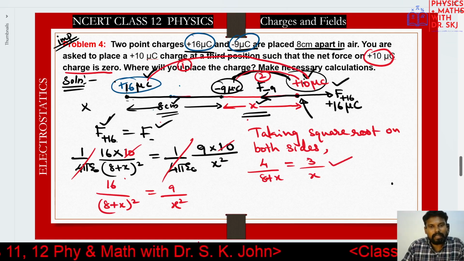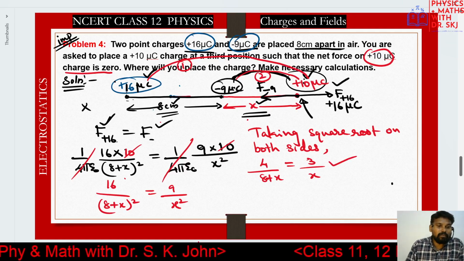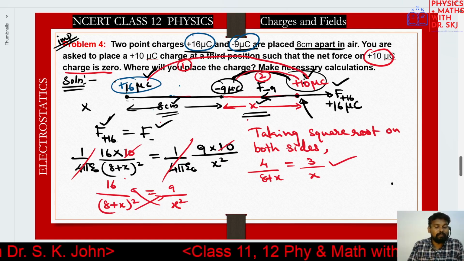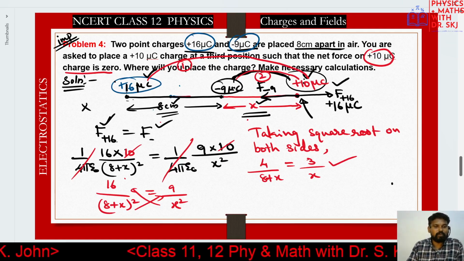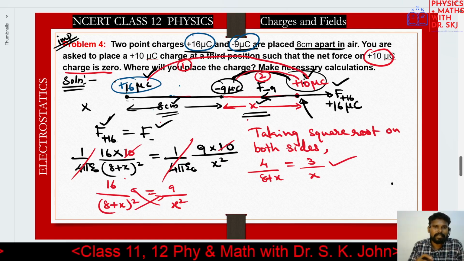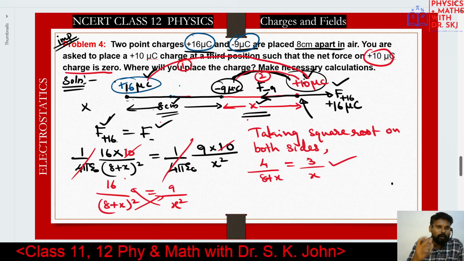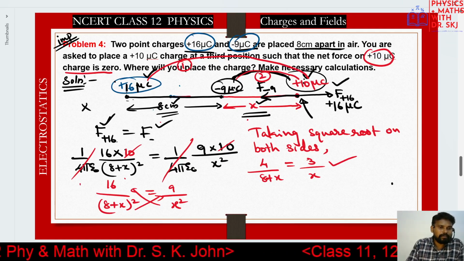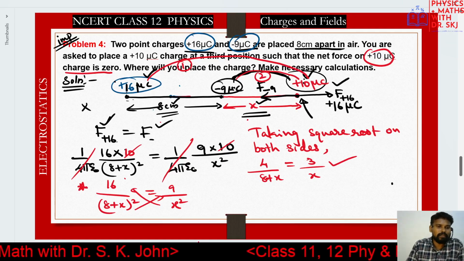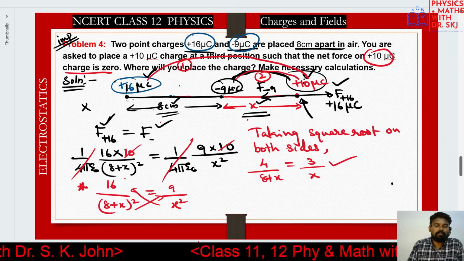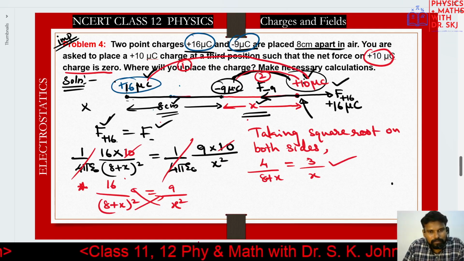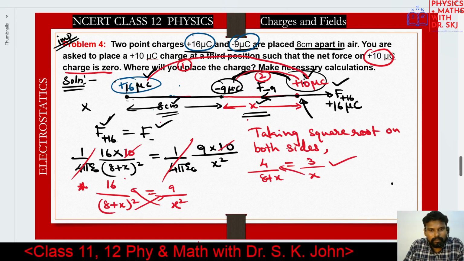Now this equation has become simple. Otherwise, you will cross multiply and expand. Then it will be a plus b whole square, and square terms. Then it will be quadratic. The problem becomes more difficult. So I am putting a star because you have to remember that at this step what you have to do is take the square root on both sides. So now cross multiply.